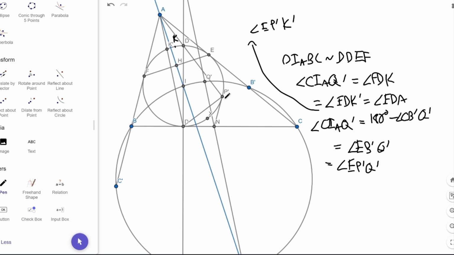And this is exactly what we needed, because when we go back to the original problem, we have shown that P, Q, and K are collinear. And we've shown at the beginning of the problem that P, K, and DI meet on the line through A perpendicular to AI. And therefore, we have shown that P, Q, and DI meet on the line through A perpendicular to AI, and we have solved the problem.